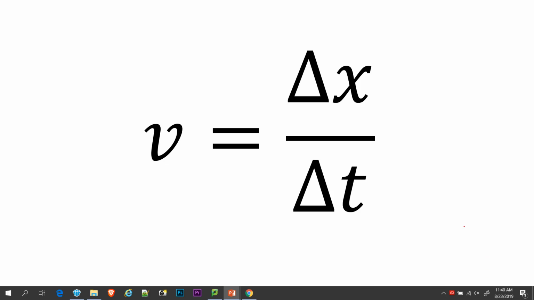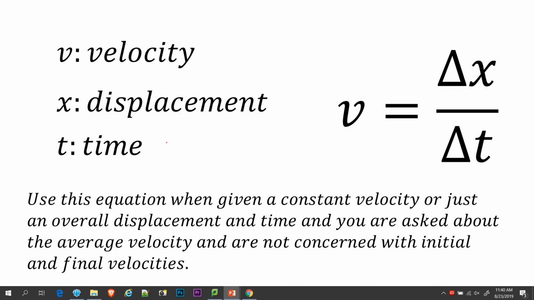In this video, you're going to learn how to use the velocity, the constant velocity or average velocity equation. It's v equals change in x over change in t, sometimes just written as v equals x over t. Okay, v stands for velocity, x stands for displacement, t stands for time. This is the vector version.